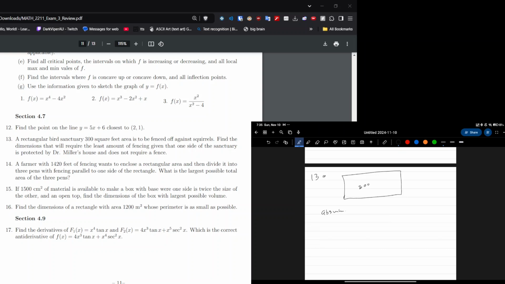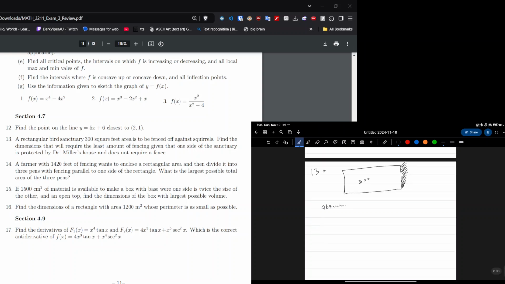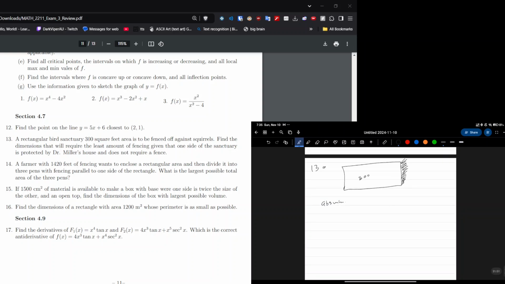Given that one side of the sanctuary is protected by Dr. Miller's house, I have to find the least amount of fencing. That means I have to find the absolute minimum of the perimeter. First, let's make some variables.